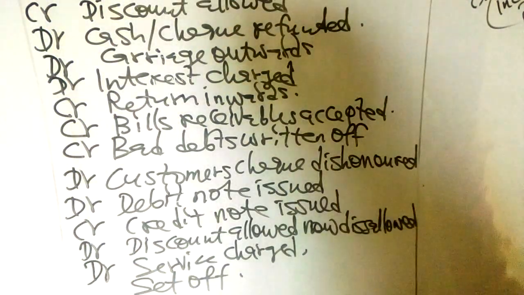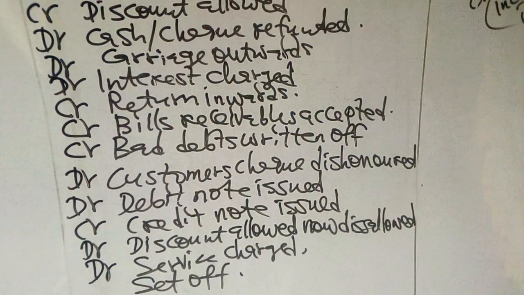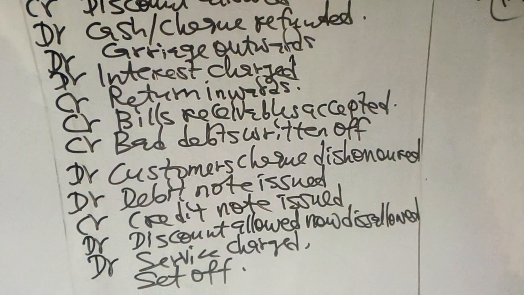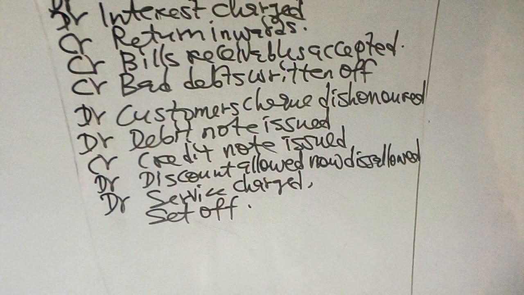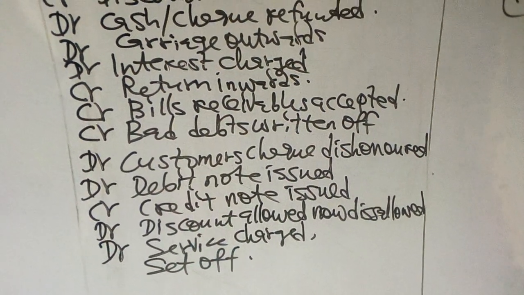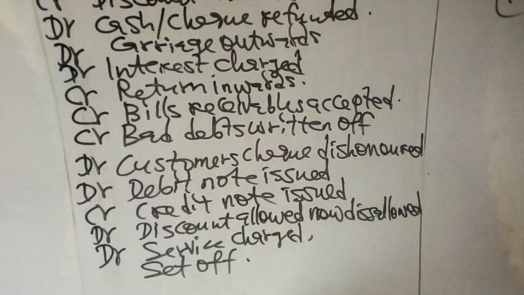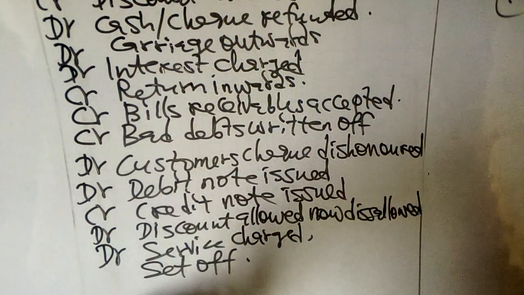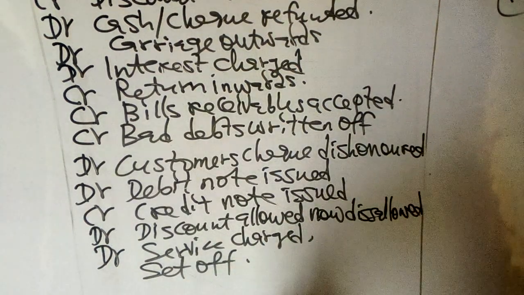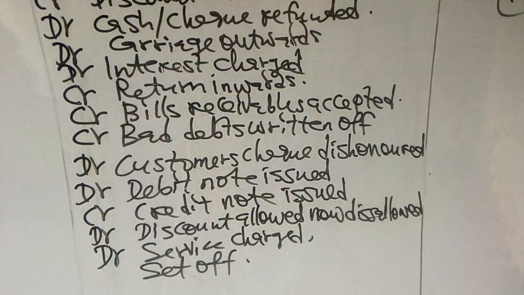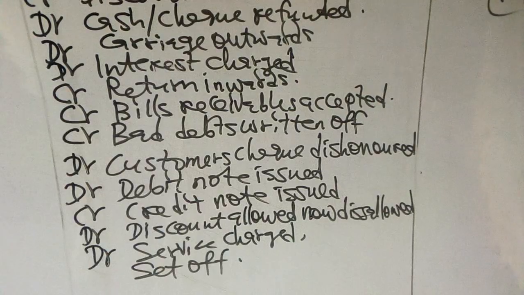So you debit the service charge. The setup depends on whether it is a debit balance or a credit balance you want to set up against the other. By the time I'm giving you the format, I will explain how that will be treated. It may appear as a debit, you may debit it, and it may appear as a credit depending on the wording used in the question. So now let's have the comprehensive format.